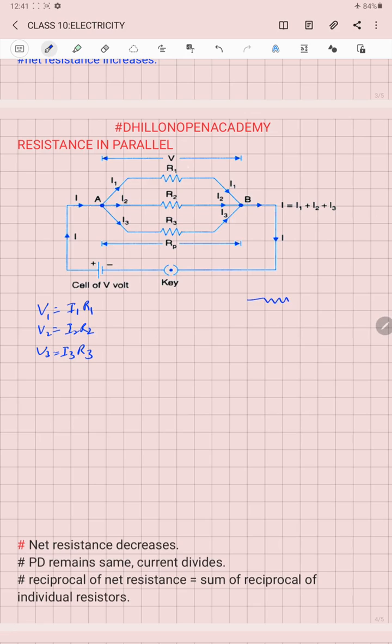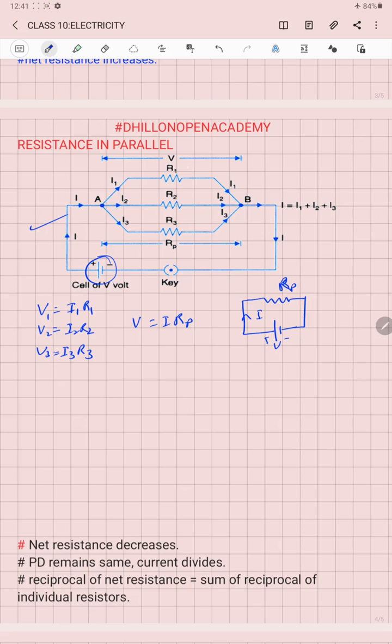Suppose Rp is the equivalent resistance, P for parallel. That means when a single resistance Rp is connected with the same battery V, the current I flowing in the circuit is the same as that supplied in the first circuit. So then Rp will be the equivalent of R1, R2, R3. If this is the case, then V is equal to I into Rp.